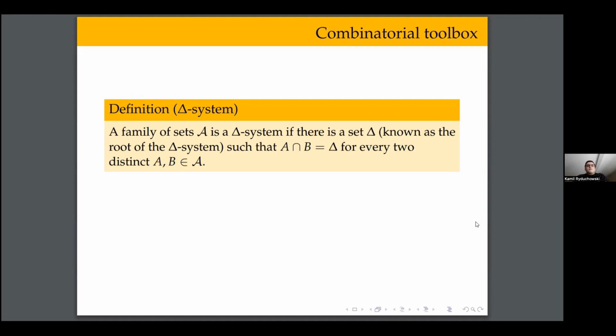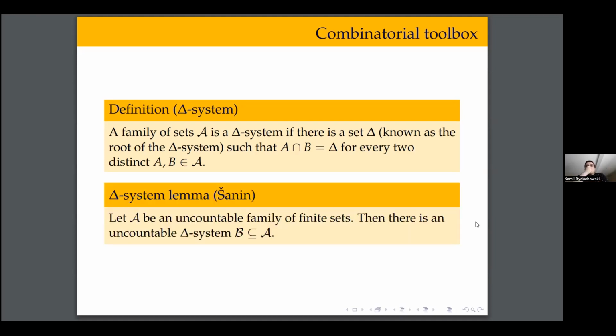And a very important lemma is the delta system lemma, proved by Shanin, that if you have any uncountable family of finite sets, then there is an uncountable delta system which is a subset of this family. So basically, we use that if you have some uncountable family of finite sets, by passing to an uncountable subfamily, we may assume that our family is a delta system, and then we have some nice combinatorial properties, so we can work with it.